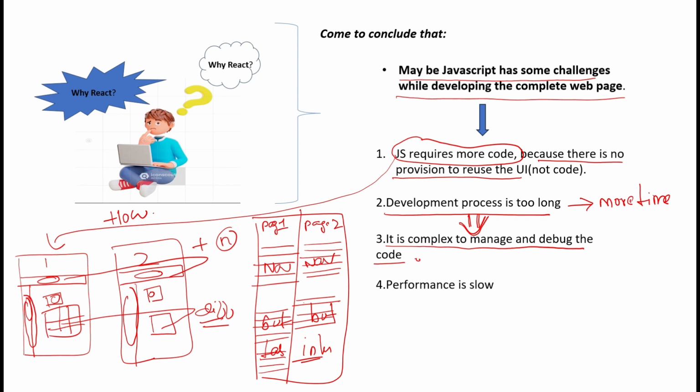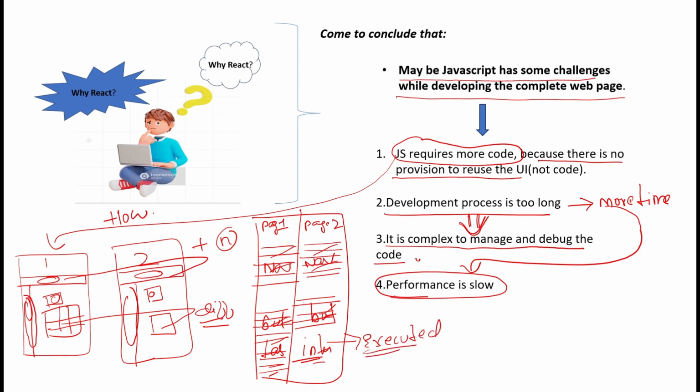Next. Due to more program code, performance is low. The compiler takes time to read all the code, and then it will be executed. So when the code is more, usually performance is low. That's why they are thinking about a second option or other options rather than JavaScript.